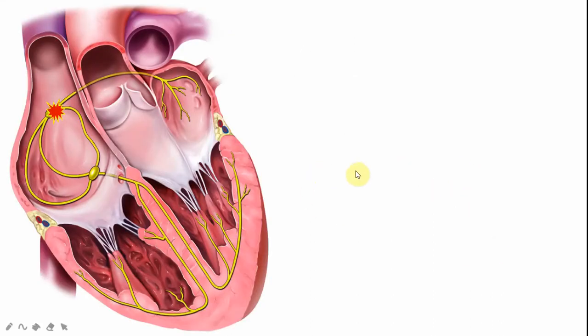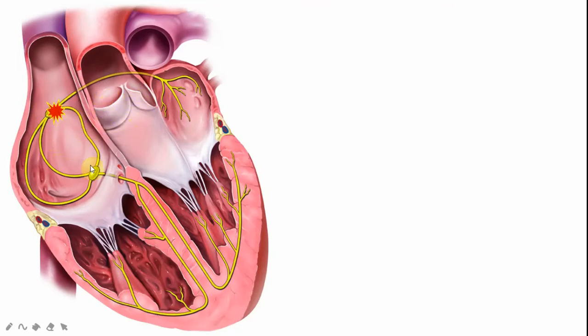Now let's have a look at these animations to understand exactly what is happening to the heart in a normal heart at first, and then we'll go to the complete heart block in our patient. So this is the right atrium here, and, sorry, left atrium here, and then this is the right ventricle here, and this is the left ventricle here. This is the tricuspid valve, this is the mitral valve, and then there is the aortic valve here.